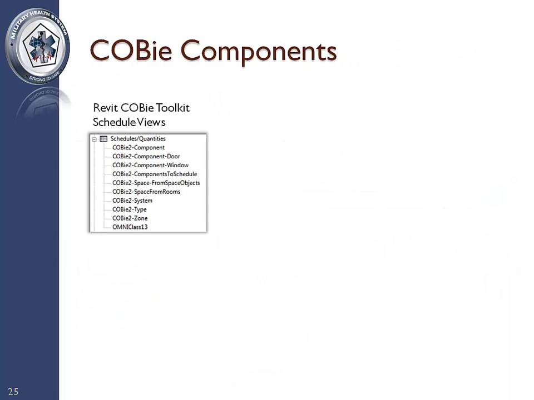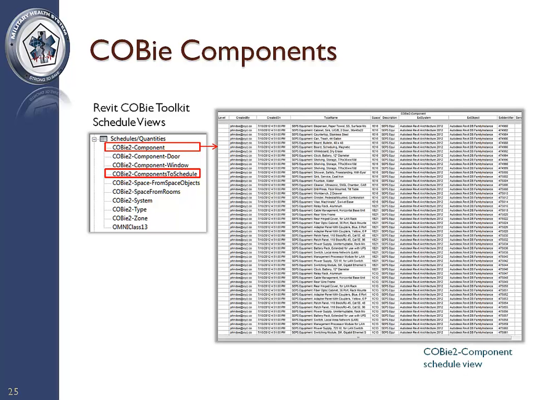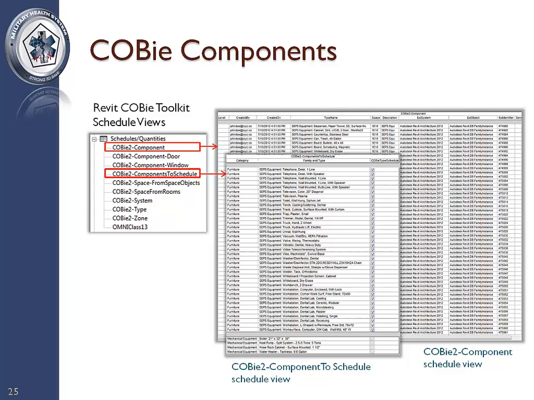The Revit COBie schedule views created by the toolkit follow the organization of the COBie data categories. MHS COBie projects will utilize 2 of these for component data. The COBie 2 component schedule view will hold the basic parameters defined in the COBie 2 component tab. The COBie 2 components to schedule view will be used as well to select which components to schedule.